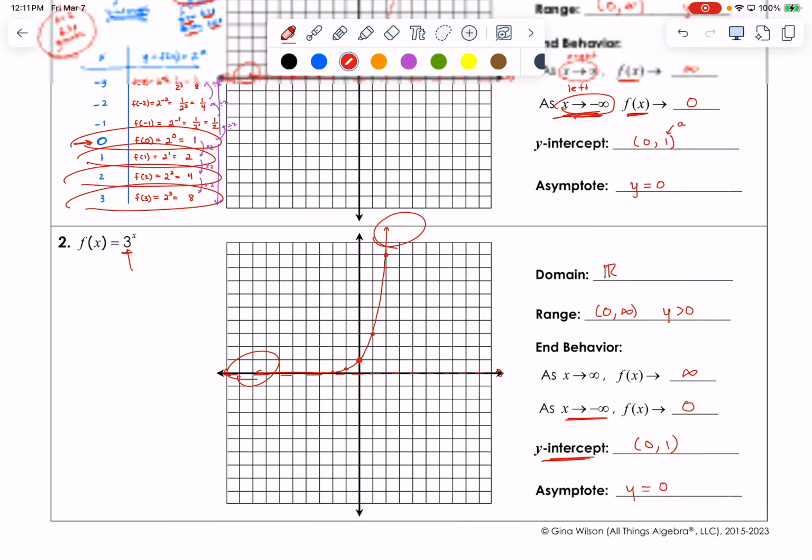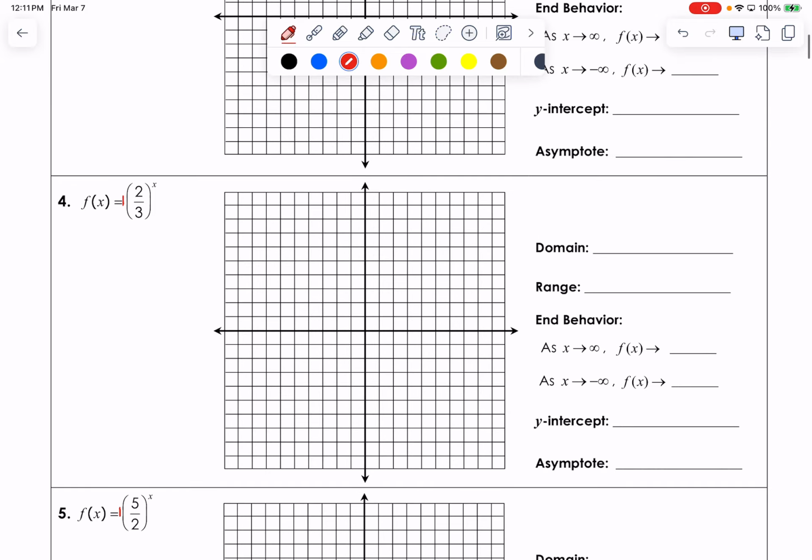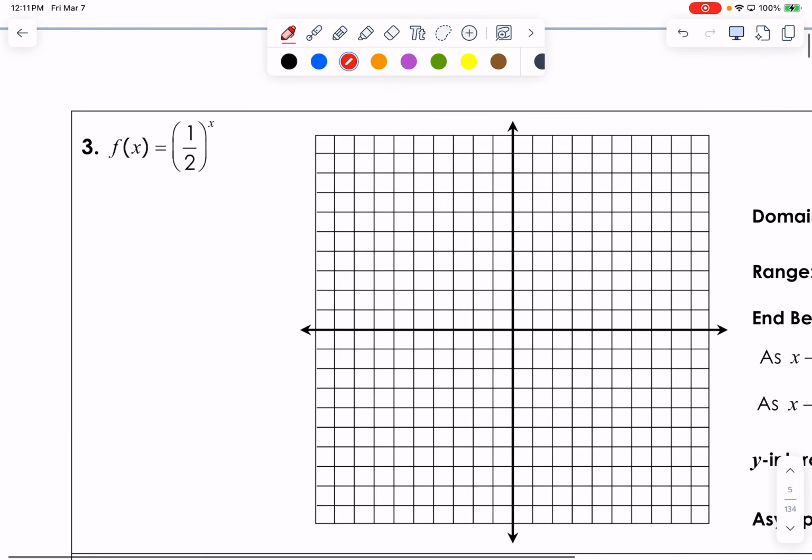All right, go to the next page. We're almost done. Now we're going to change it. I'm going to do number 3. I'll let you do number 4. We're going to change it. Okay, everybody look at the base. Listen up. Is the base bigger than 1 or less than 1? It is what? B equals 1/2. 1/2 is less than 1. So is it growth or decay?